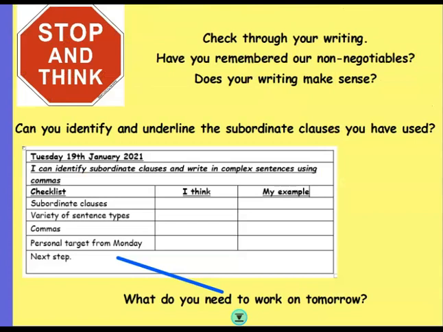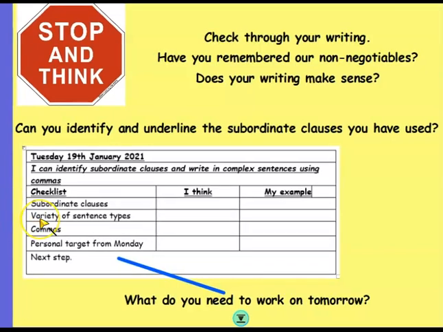When you've finished, you can look at your checklist. And what I'd like you to do is to go through and underline the subordinate clauses you have used. So, have you also got a variety of sentence types? Have you put your commas in the right place? Remember, between clauses, if you've got a subordinate and a main clause, you will need a comma between them. Did you set yourself a personal target from Monday? If you did, have you made it? And if you have, can you put an example in? And then what do you need to work on tomorrow? So what do you think you could do better tomorrow?